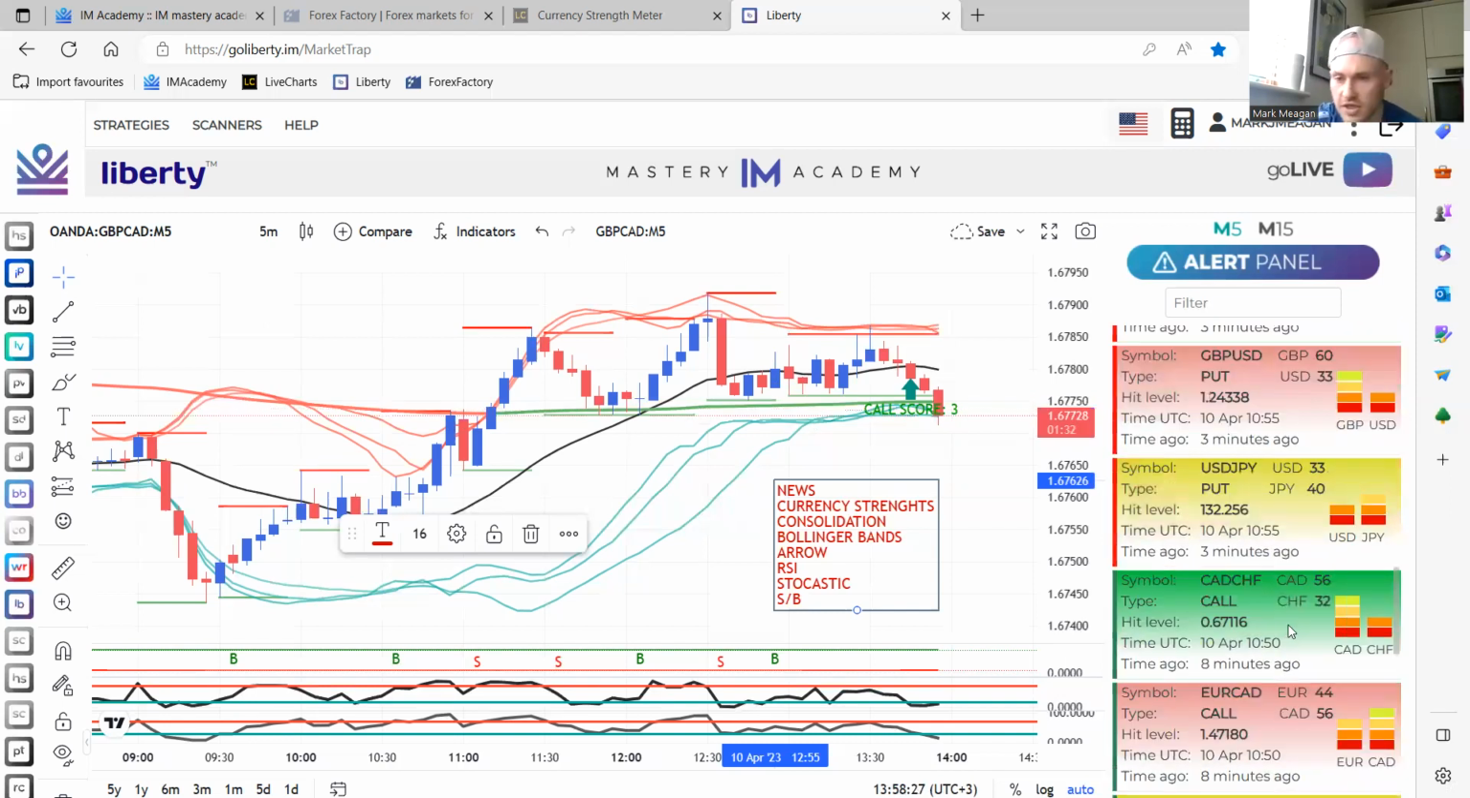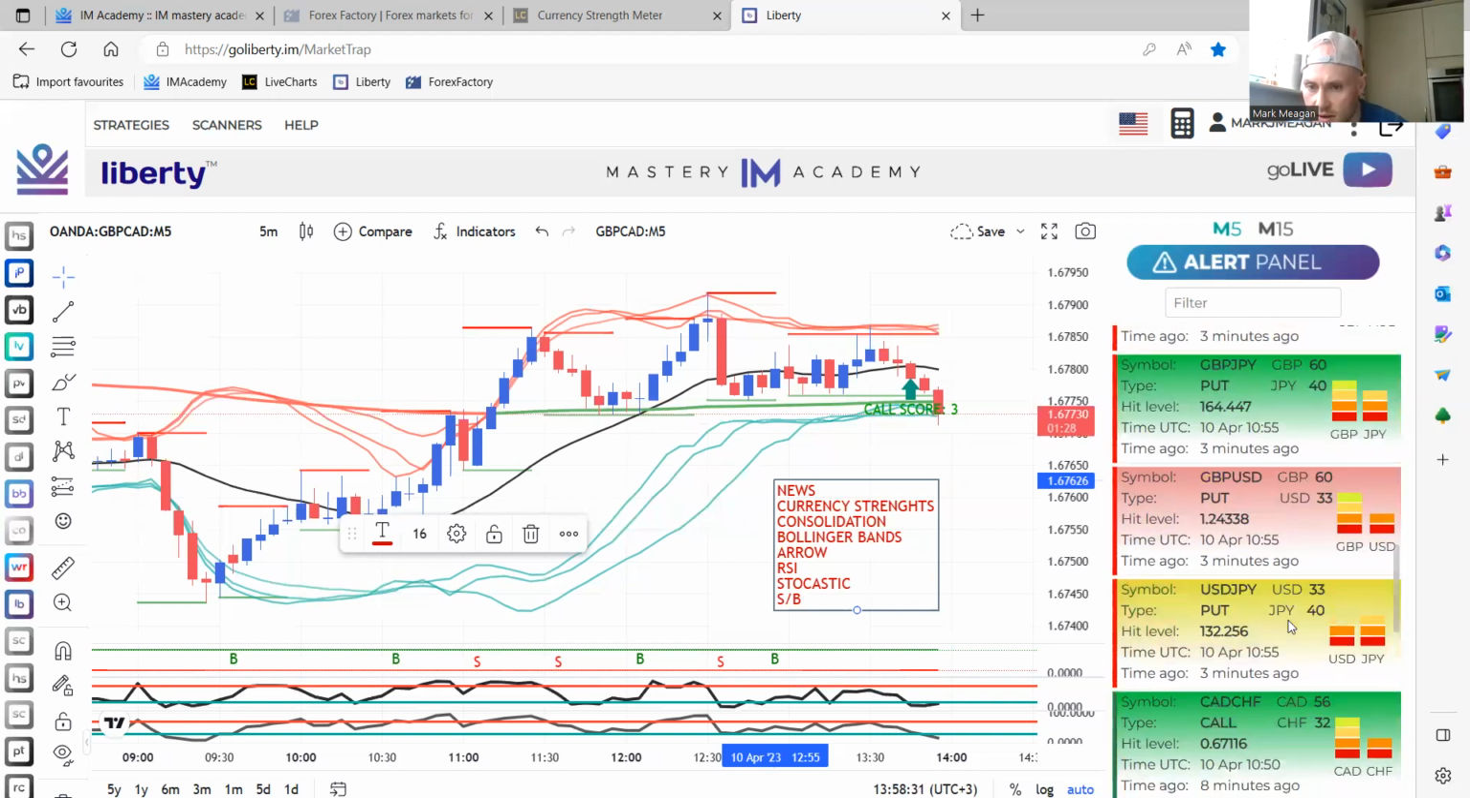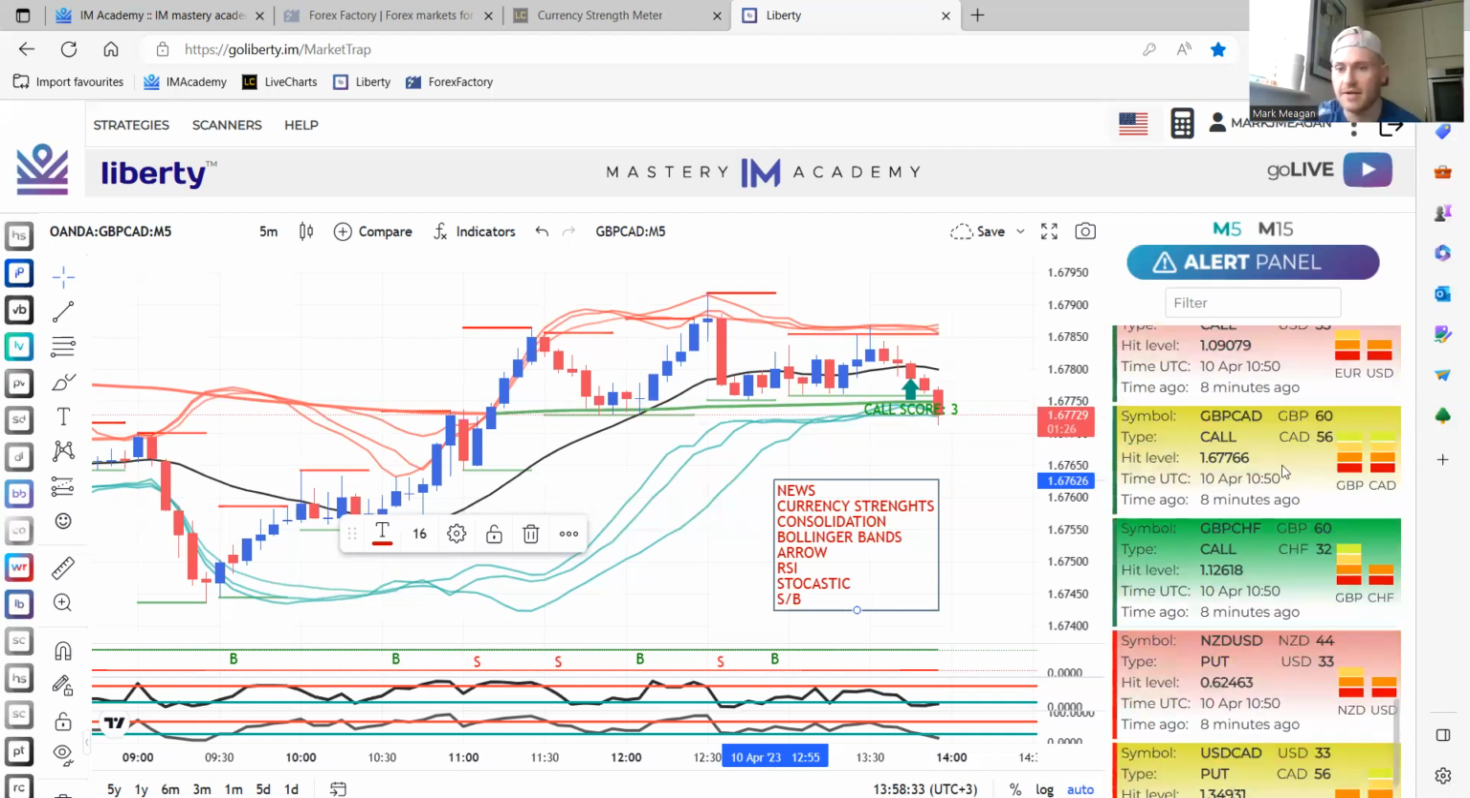But we're on GBP CAD, so let me just scroll back up. Where is GBP? There it is there. So GBP CAD, as you can see, there are these levels of bars beside the GBP CAD on the alert panel. You can see the strength meter. You can see they're both the same strengths on this strength meter within the Liberty platform. GBP pound is the same strength as the Canadian dollar, where I'm hovering the cursor over as we speak.